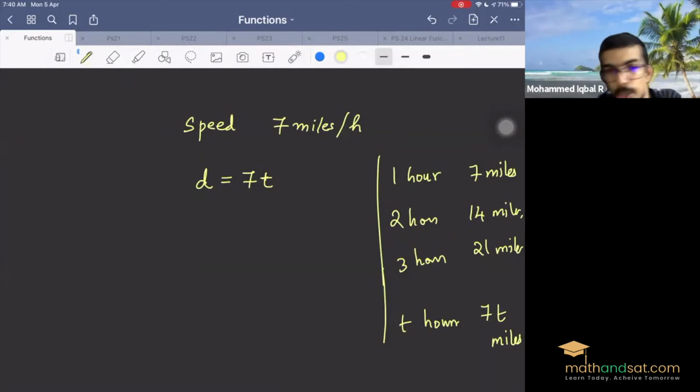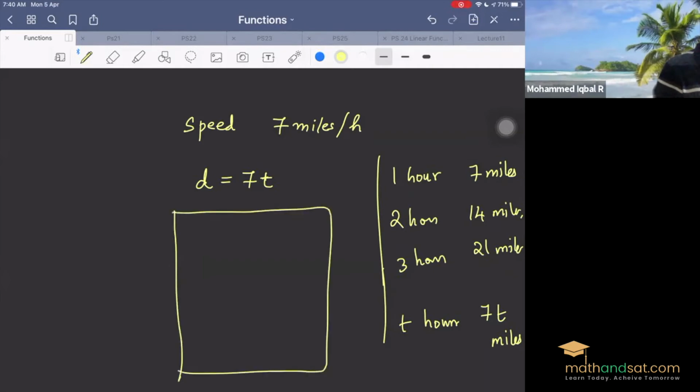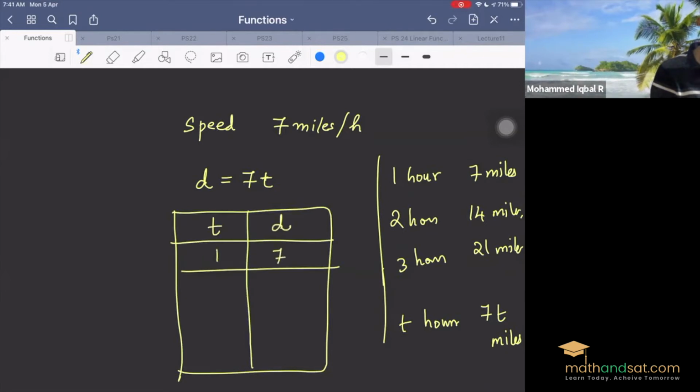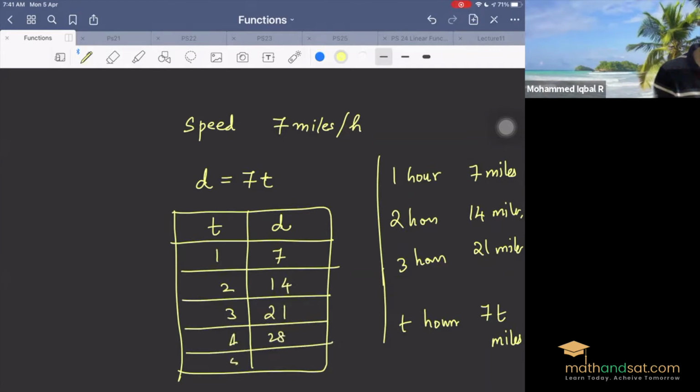So if you make an input-output table, here the input is t, and the output is the distance. 1 hour, you're traveling 7 miles. 2 hours, it's 14. 3 hours, it's 21. 4 hours, it's 28. 5 hours is 35.